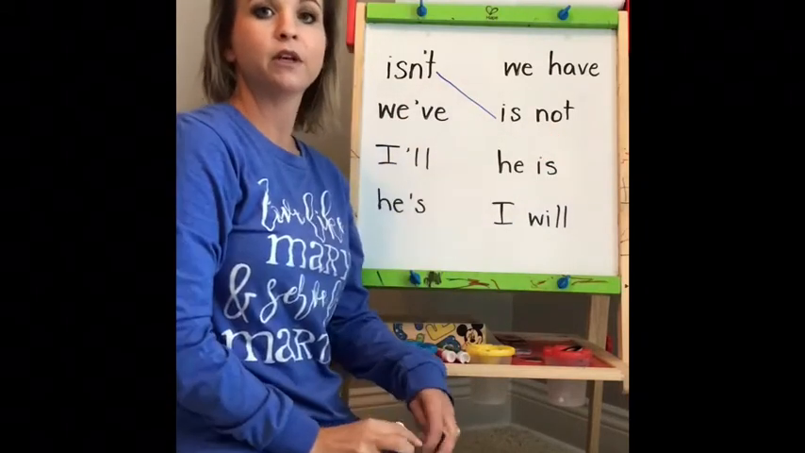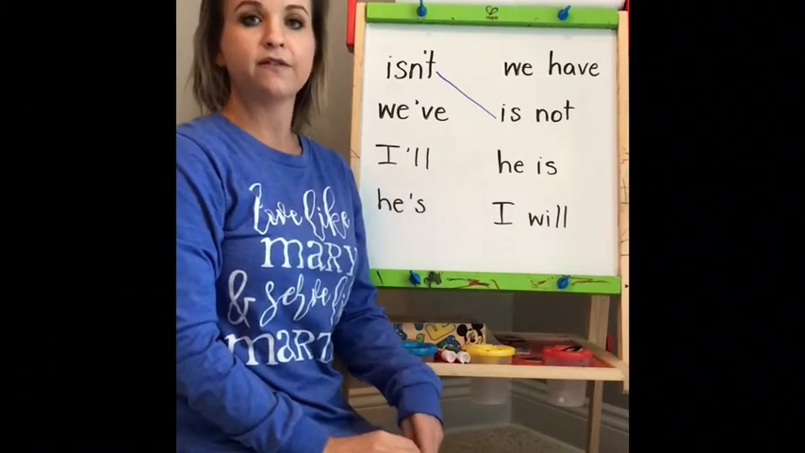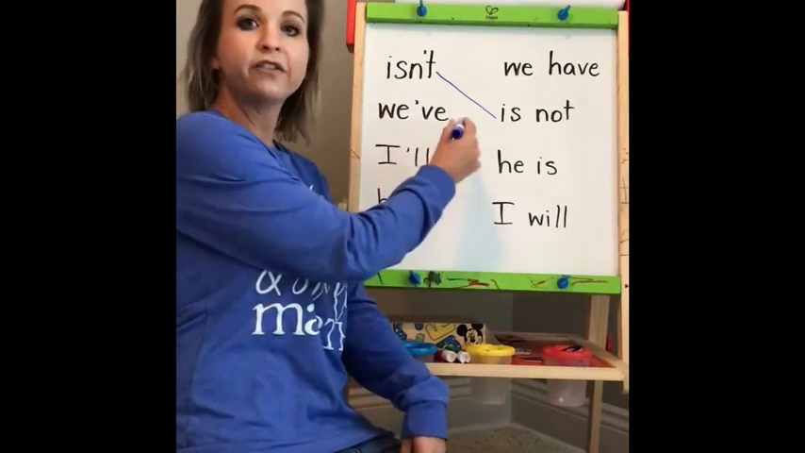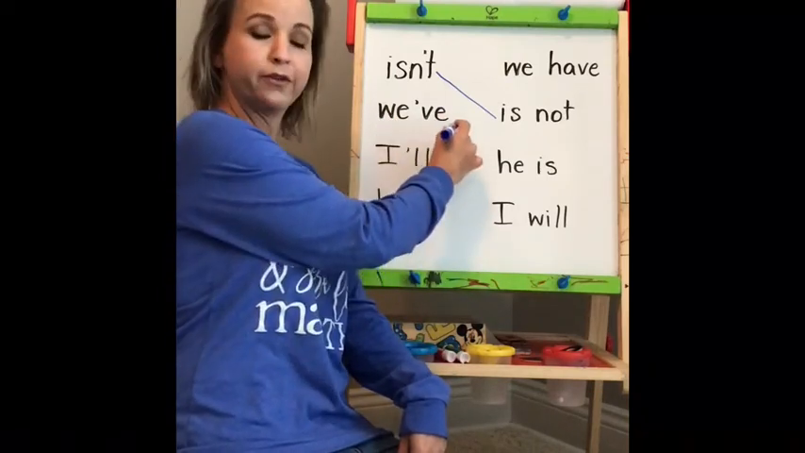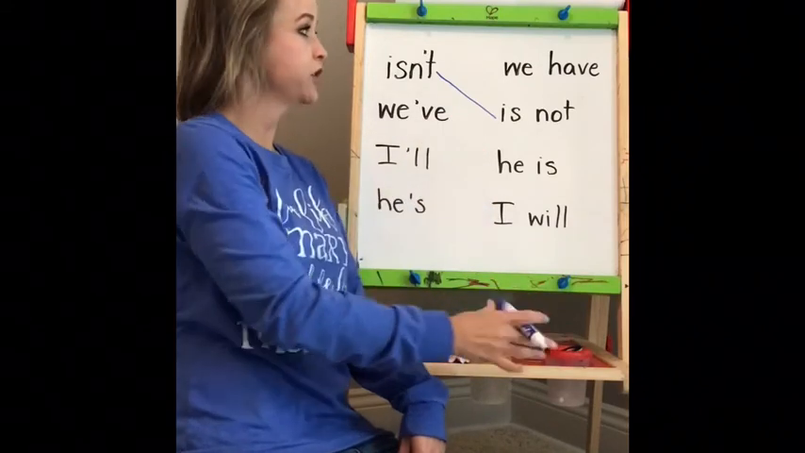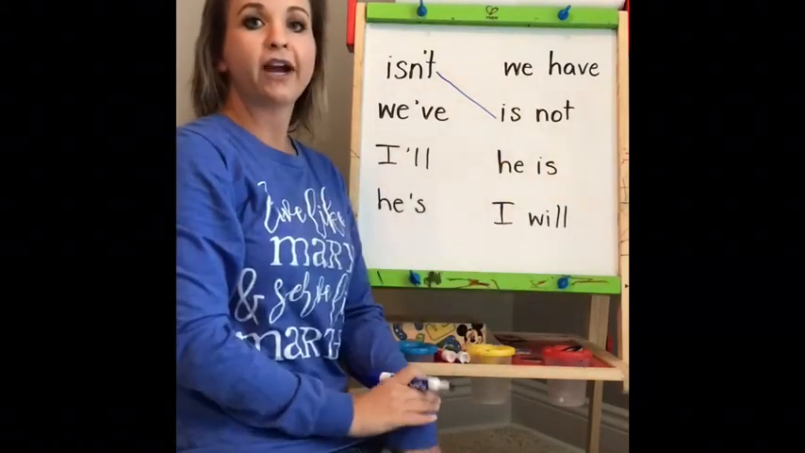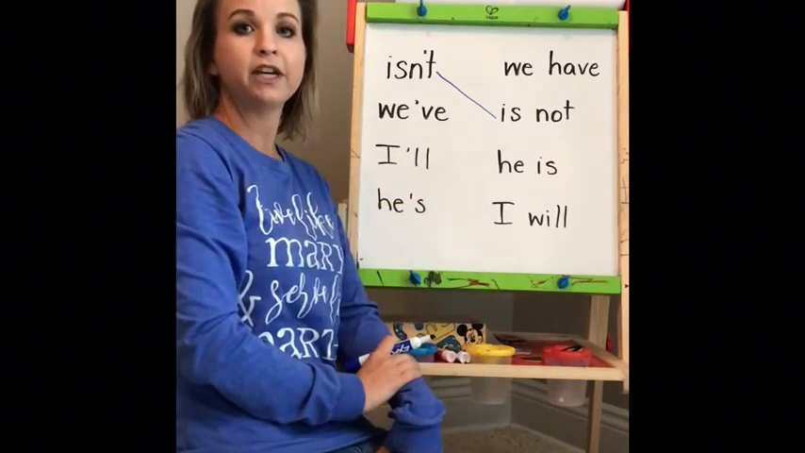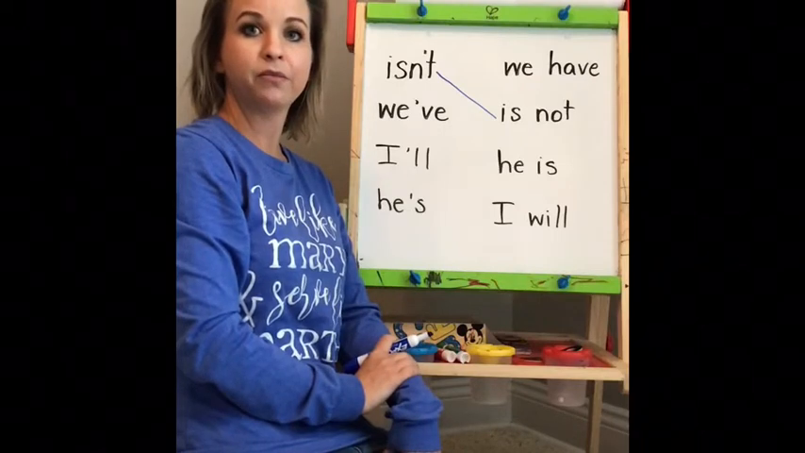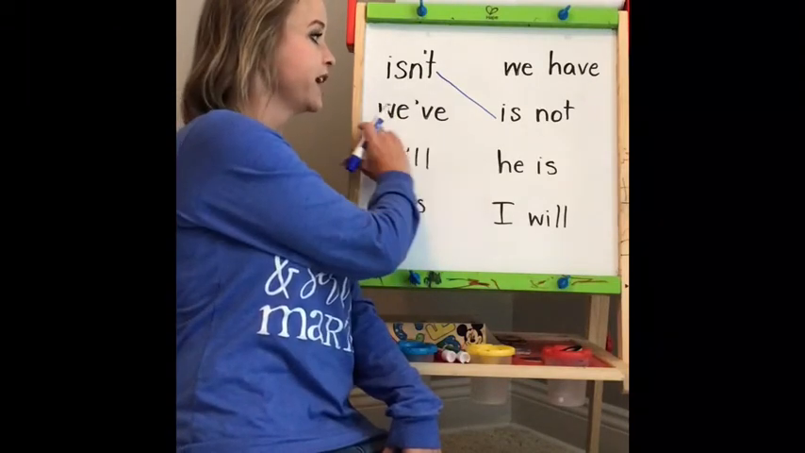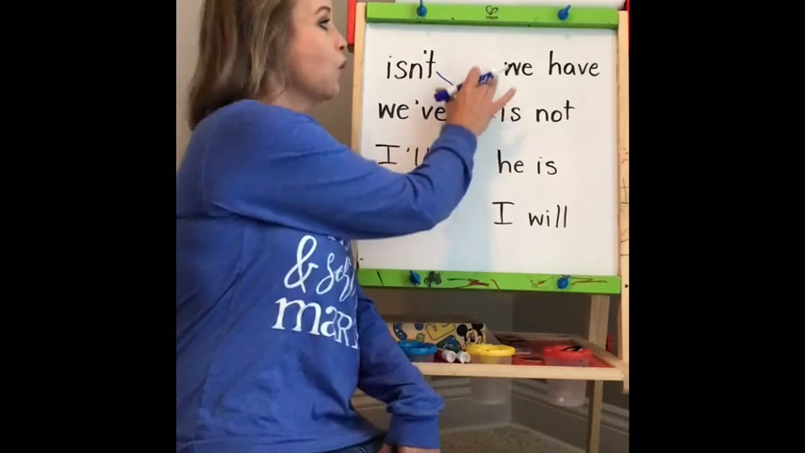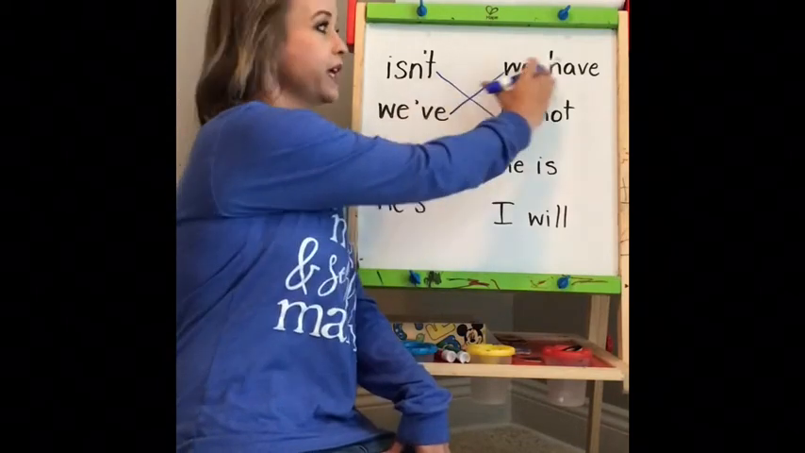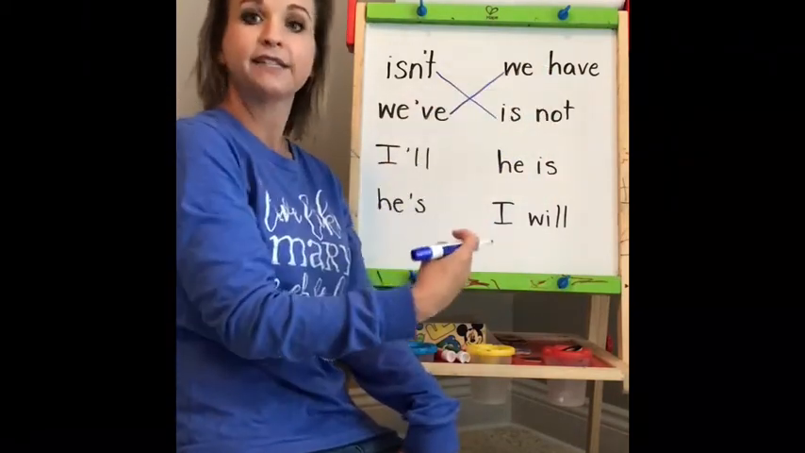Okay, erase your board. And if you need more time through any of this, pause the video. Your next contraction is we've. We've. Now I want you to read through your list here and write out the words that make up the contraction we've. Pause it if you need a moment. Come back to check it when you're done. So did you answer we've stands for we have? Very good. These two are matched together because we've stands for we have. It's just a shorter way to write and say it.